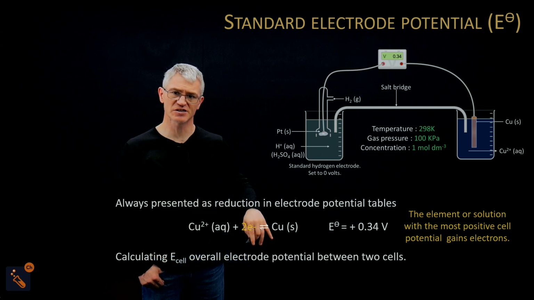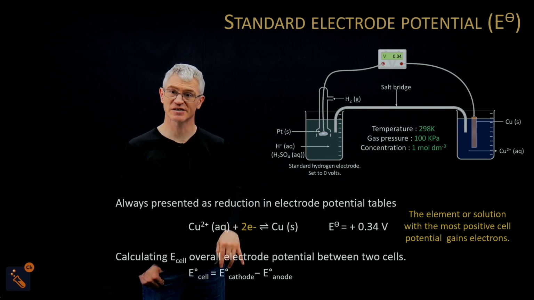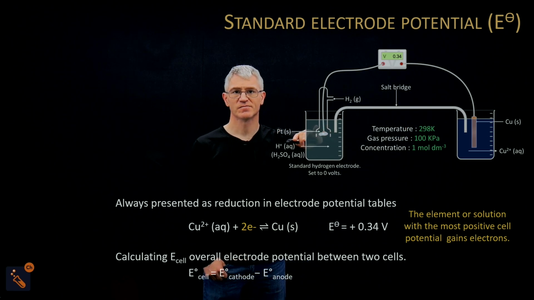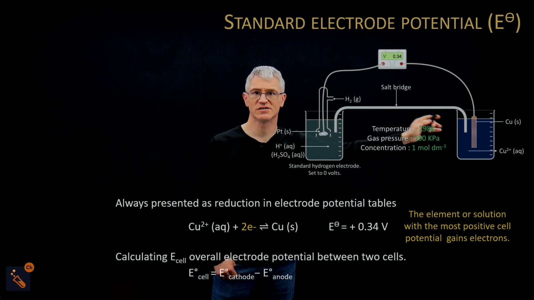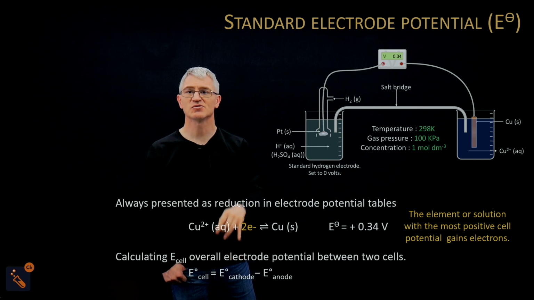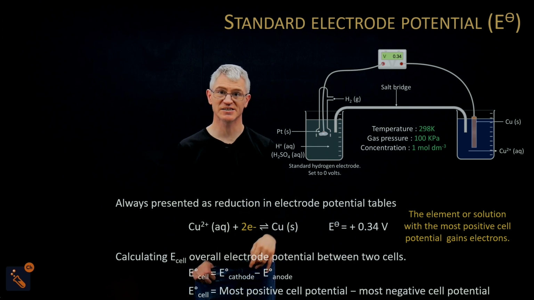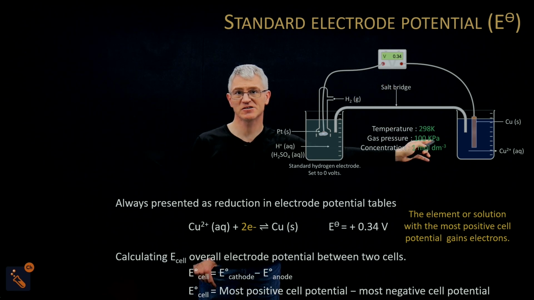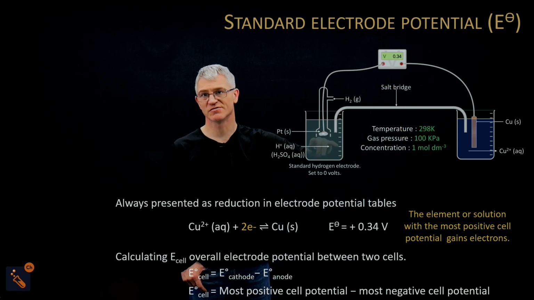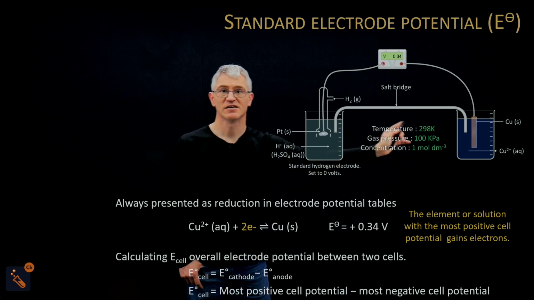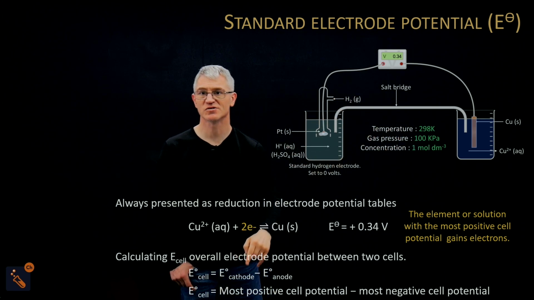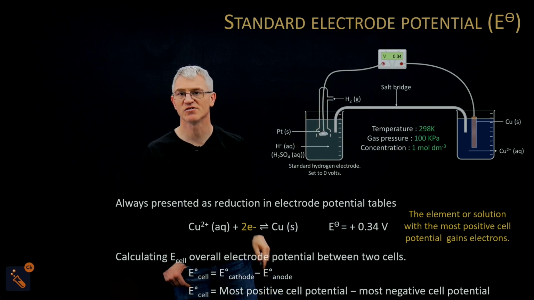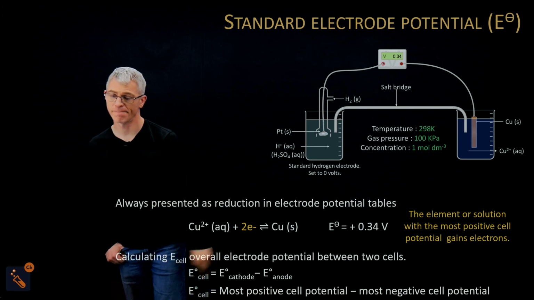The E cell overall electrode potential between the two cells is calculated by the cathode minus the anode. So the cathode is this one, the anode is this one. Always the anode on the left, the cathode on the right. But it's also the most positive minus the most negative. It makes sense, because to get this, it would be plus 0.34 minus 0, which gives you an overall cell potential of 0.34.